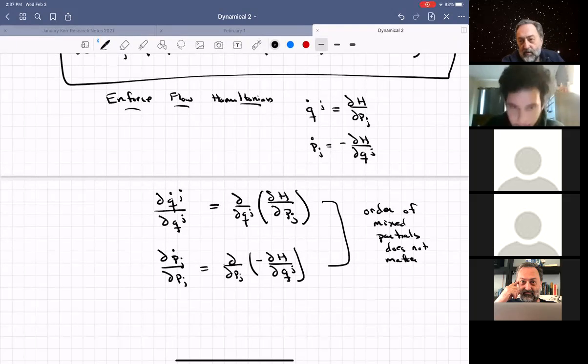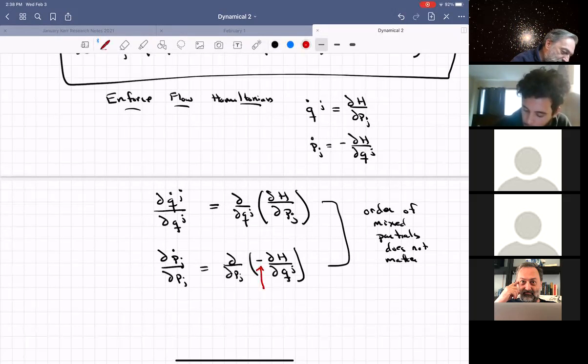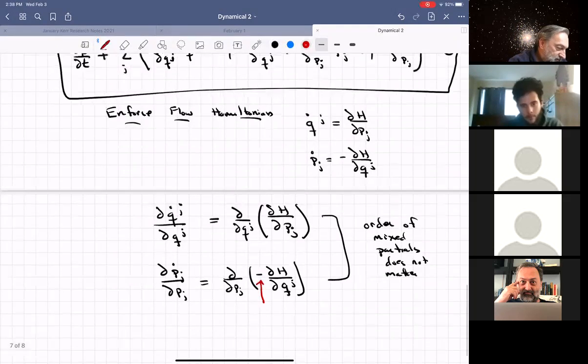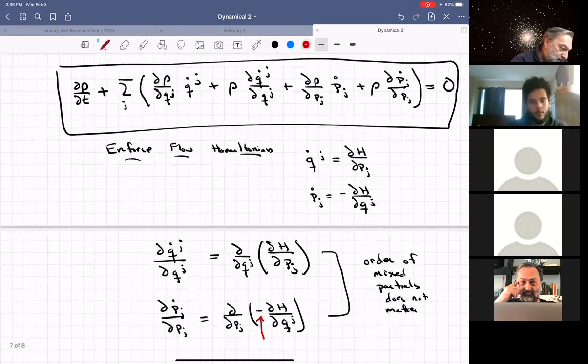And I'm going to remind you that the order in which you take second mixed partial derivatives does not matter, right? You take dx, dy, or dy, dx, that doesn't matter. These are two different derivatives of the Hamiltonian, one with respect to the q's, one with respect to the p's, and they just have a minus sign between them. The only difference between these two terms is that minus sign. So if I scroll up a little bit, I have this term here and I have that term there, and those two terms add to 0.